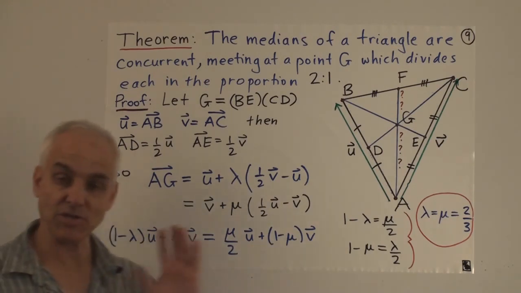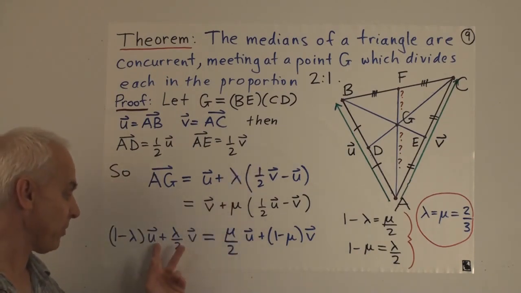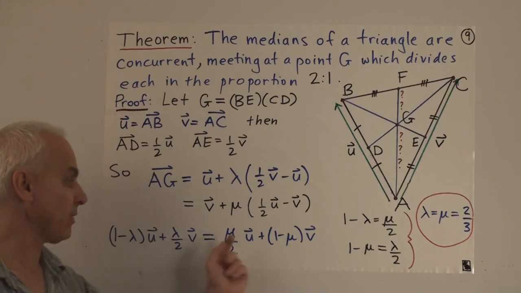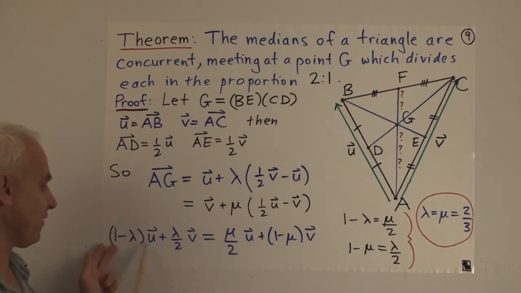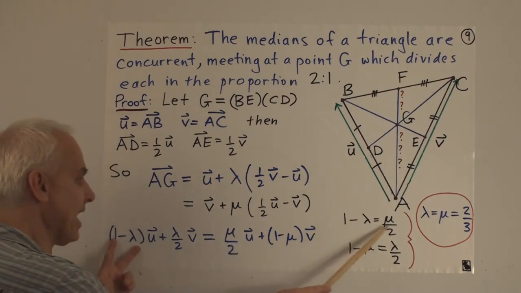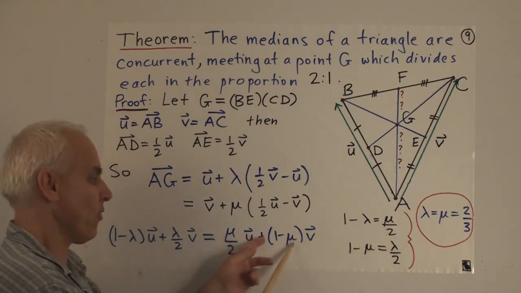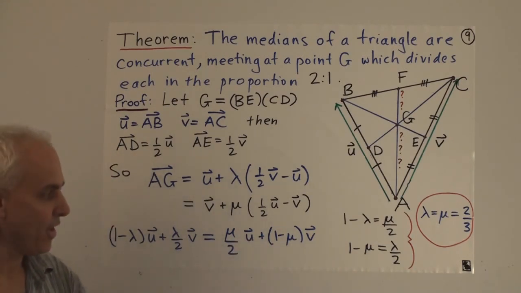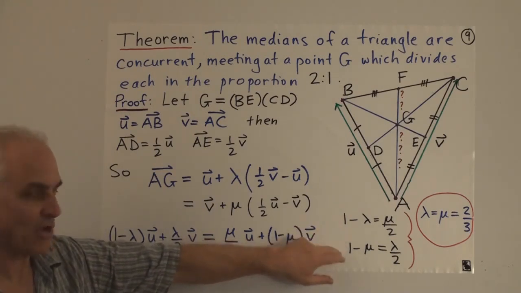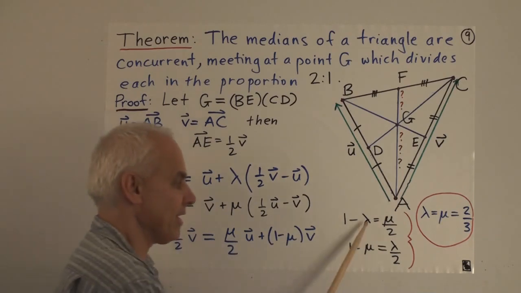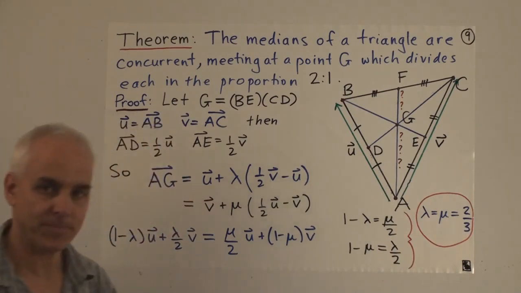And again, we have the same situation as we had in the previous proof. u and v are pointing in different directions. They're linearly independent. And we have some combination of u and v equaling some other combination of u and v. So we can conclude that the coefficients of u on both sides have to be the same. 1 minus lambda equals mu over 2. And lambda over 2 equals 1 minus mu. Now we have two equations in two unknowns. So I hope you all know how to solve that. You solve that for lambda and mu, and we get lambda equals mu equals 2/3.